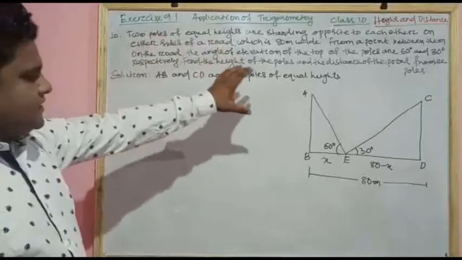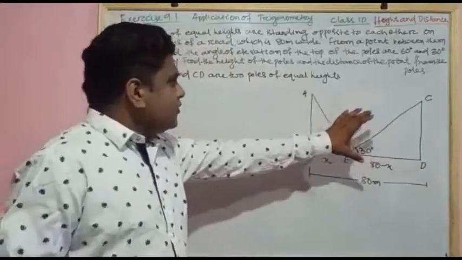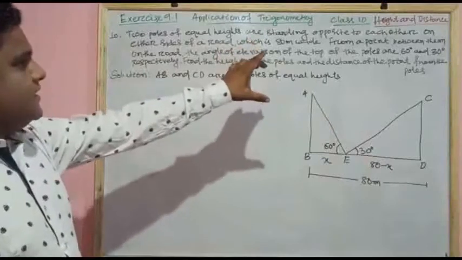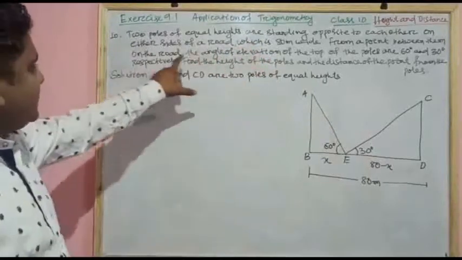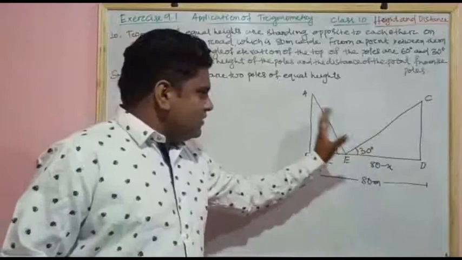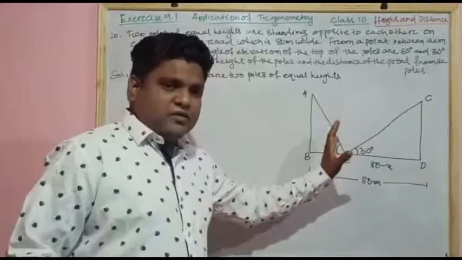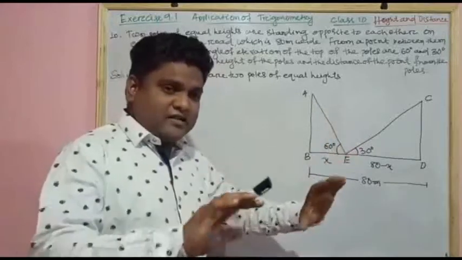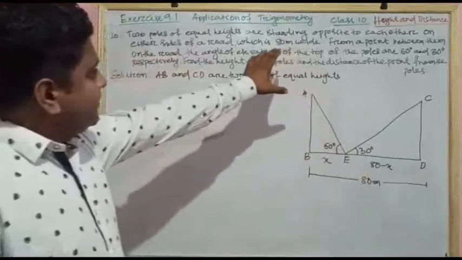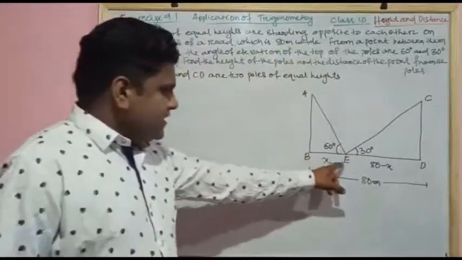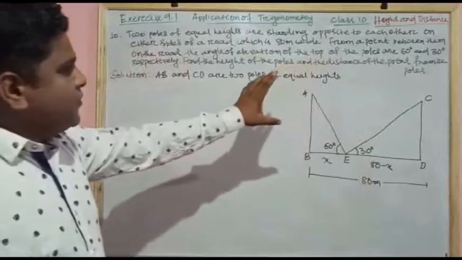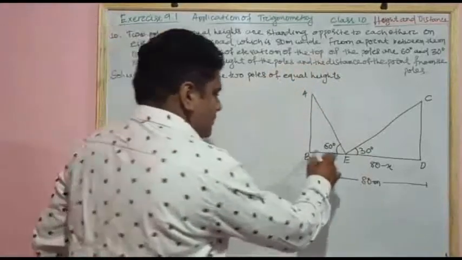AB and CD are two poles of equal height standing opposite to each other on either side of a road. BD is a road, so the poles stand opposite each other on either side of the road, which is 80 meter wide, meaning BD equals 80 meter.